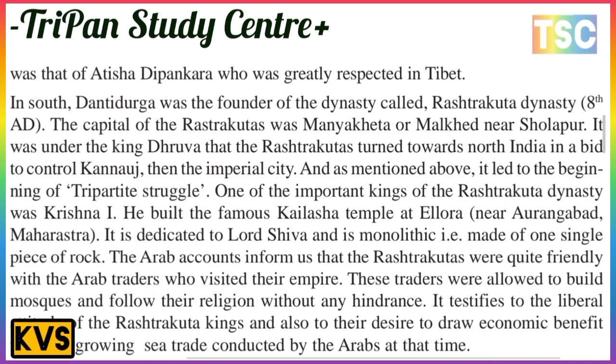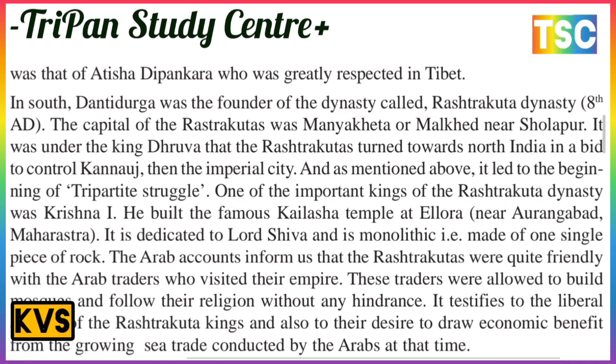One of the important kings of the Rashtrakutas in that century was Krishna I. This is the most important point here. Krishna I built the famous Kailasha temple. The Kailasha temple is very famous at Ellora near Aurangabad in Maharashtra. It is dedicated to Lord Shiva, and the monolith is made of one single piece of rock.